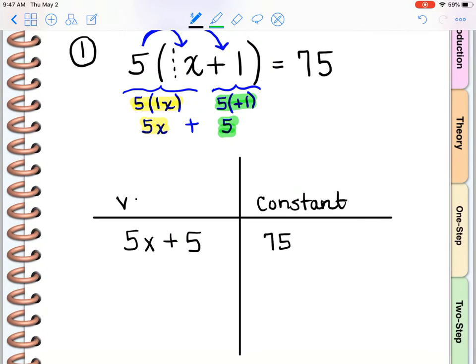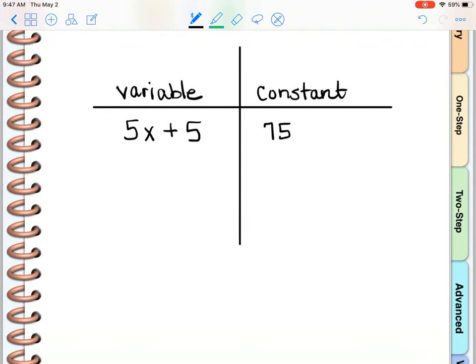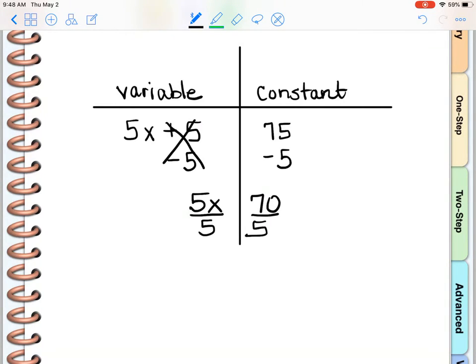So the variable is the x. And we want to move the 5. So negative 5 here, negative 5 here. I'm left with 5x equals 70. And then we're going to need to divide that coefficient out of there. And be careful when you divide this. 70 goes first. And cancel those two. So x in this problem is 14.